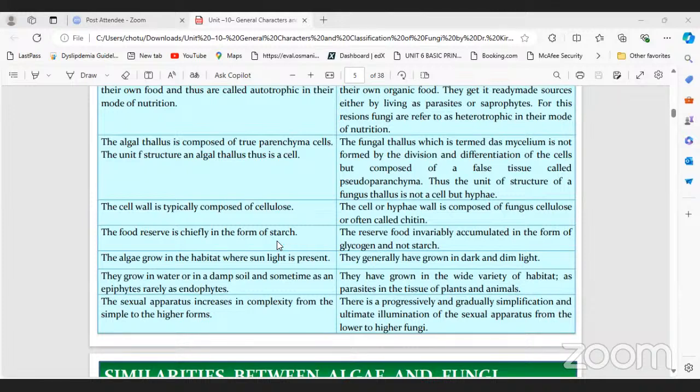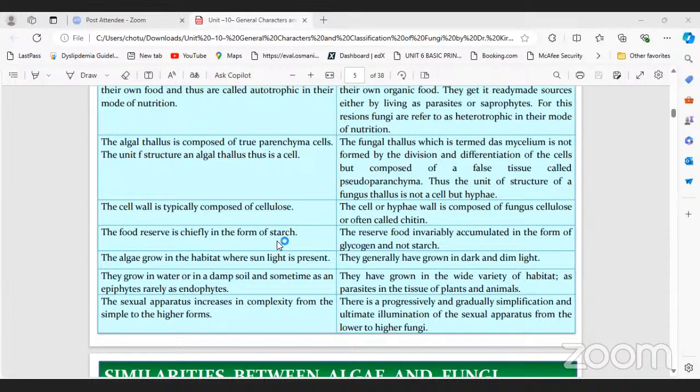Okay. Next one, algae grow in habitats where sunlight is available. For algae to grow, it is compulsory that sunlight is available. Where sunlight is there, the algae grow. But in fungi, it is the opposite. They generally grow in dark and dim light. See, fungi are just like mold, you know, when things get moldy. Yes or no? When air does not come and light is very little, in dim light and darkness, that is the habitat of fungi.